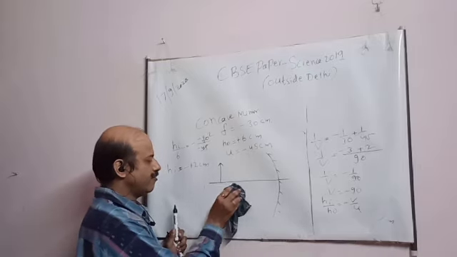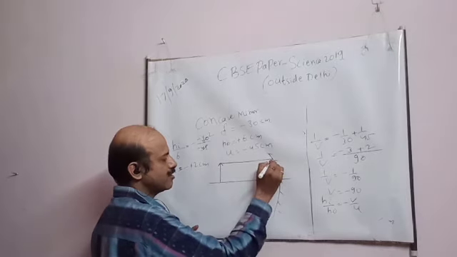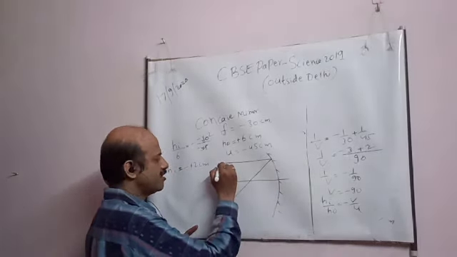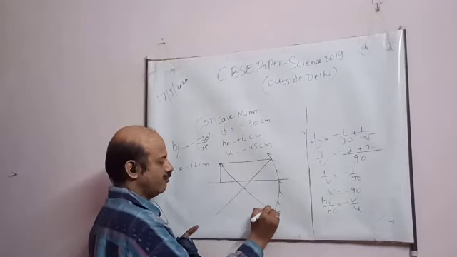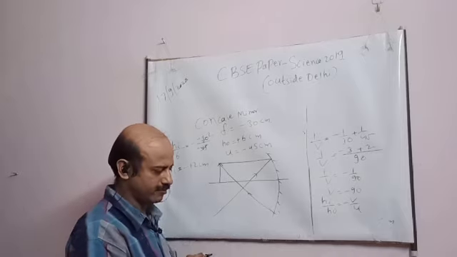Now we have to draw the ray diagram, student. So the ray diagram can be drawn, student, by the rules which I have already studied. One ray parallel to the principal axis will pass through the focus, another ray through the center of curvature will return back, and like this you can draw the ray diagram, student.